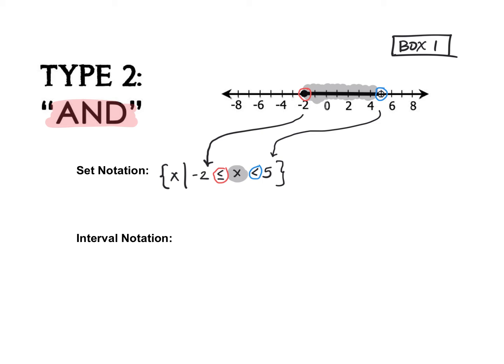All right, interval notation. For interval notation, I basically have -2, comma 5. -2 has a bracket, and it's a bracket because it's a closed circle, meaning it includes -2 as a solution. And 5, I have a parenthesis because it's an open circle and excludes 5 from being a solution.